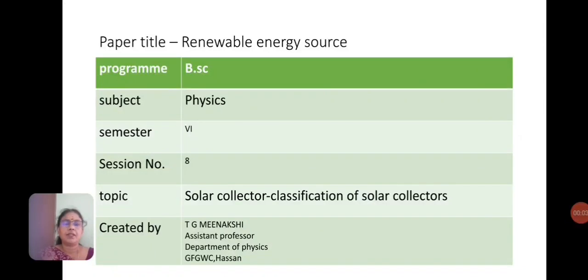Hello students, again welcome back to the 8th session of the 6th semester elective paper Renewable Energy Source. In the 7th session, in the chapter Solar Collector, we discussed the principle of conversion of solar energy into heat. Through some instruments and materials, we convert solar energy to heat energy or electrical energy.